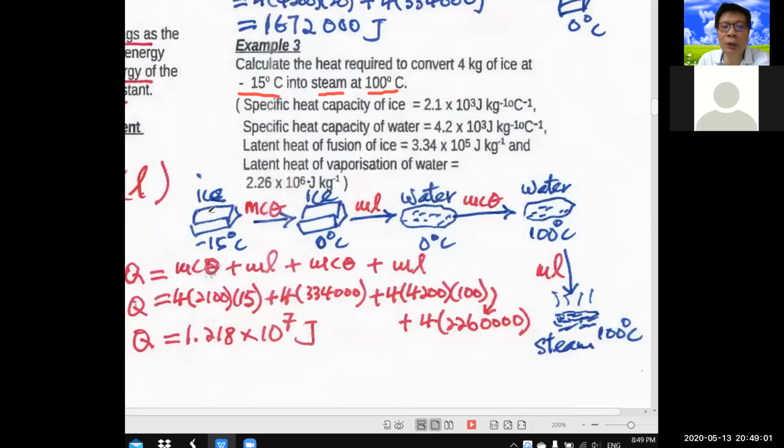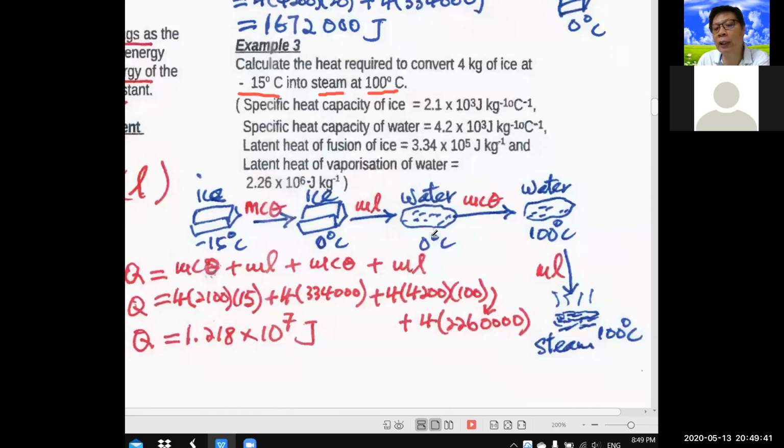Started with ice, solid, at -15 degrees. Then the ice is heated up to 0 degrees. From -15 to 0 degrees, but still ice. Here there is a change in temperature, so it's mcθ, right? And then the other one is ice at 0 degrees melting to water, but it's still 0. Remember, when the ice melts to water, the temperature remains the same. So this is latent heat, ml. No change in temperature, but a change in state from solid ice to liquid water, so it's ml.